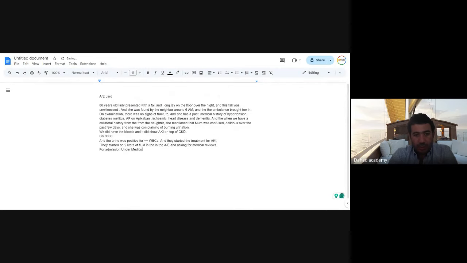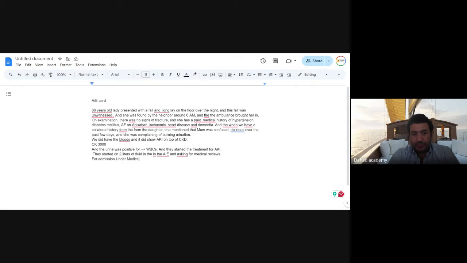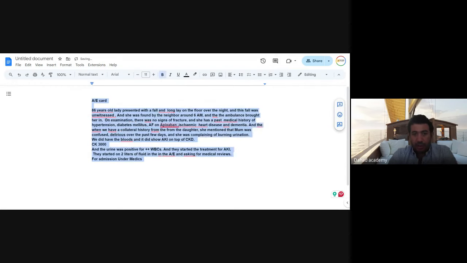All right. Okay, so this patient, an 86 years old lady. Can you see it? Yes. So this 86 years old lady presented with a fall. Let's make it bold. And a long lie on the floor over the night. This fall was unwitnessed. No one witnessed this fall. And she was found by the neighbors around 6 a.m. and the ambulance brought her in.